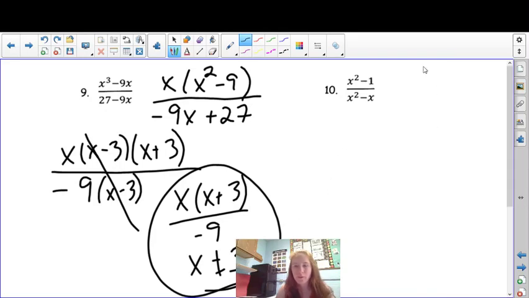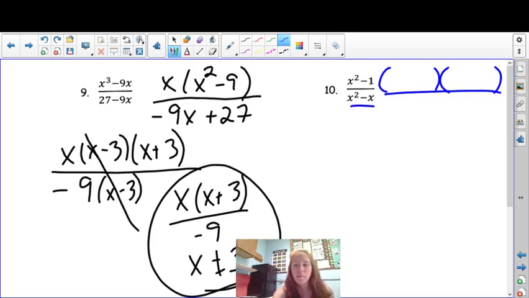All right, last one. On top we have our 2 sets of parentheses. Let me make that a little bigger. We have our 2 sets of parentheses because, again, we're adding to 0. I have an x squared and a constant.